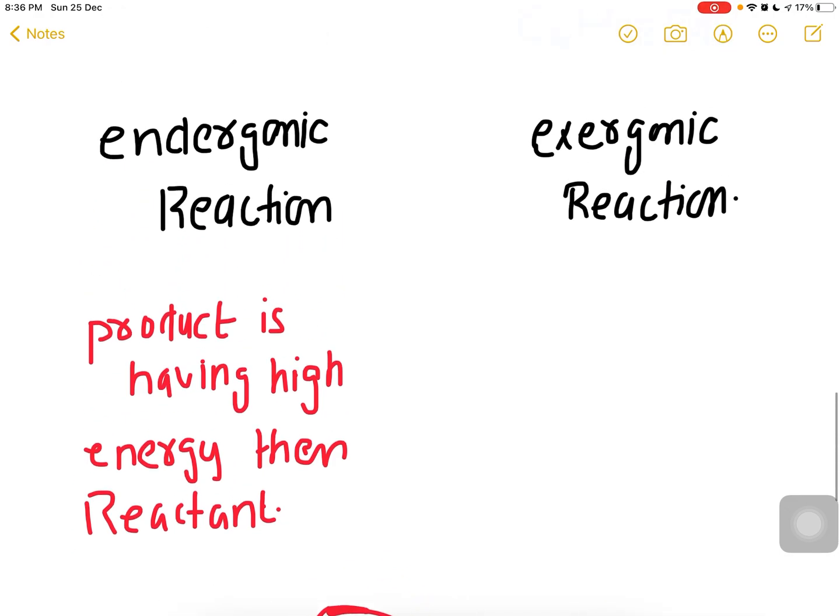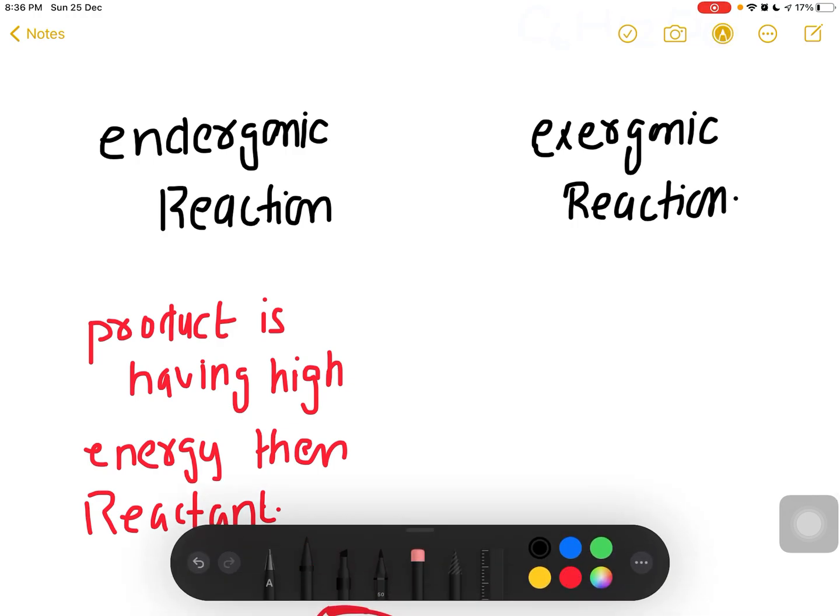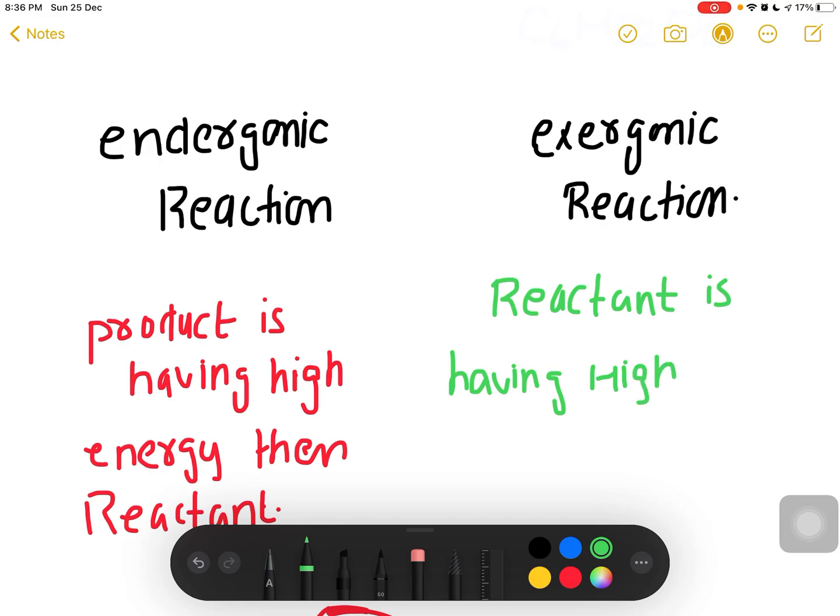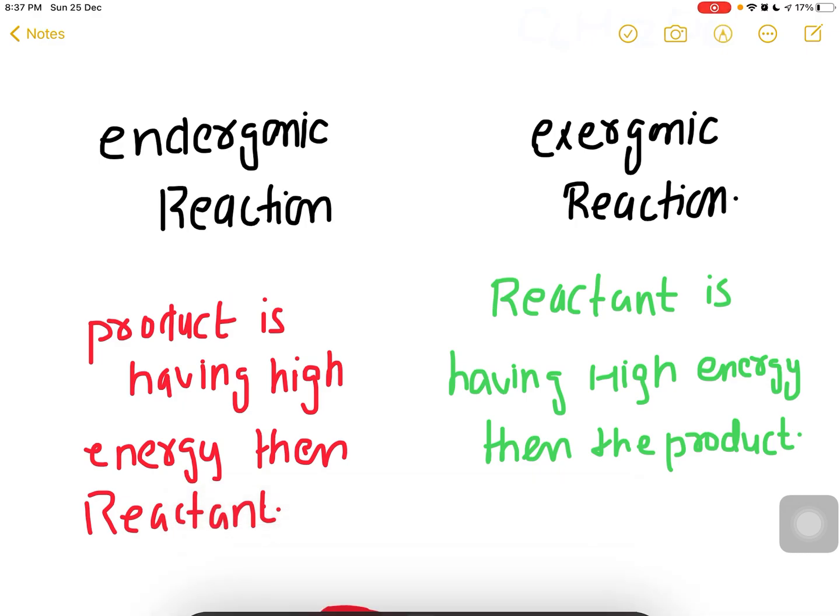Now if we talk about exergonic reaction, what does that mean? Basically in this, the reactant is having high energy than the product. The reactant is having high energy than the product.